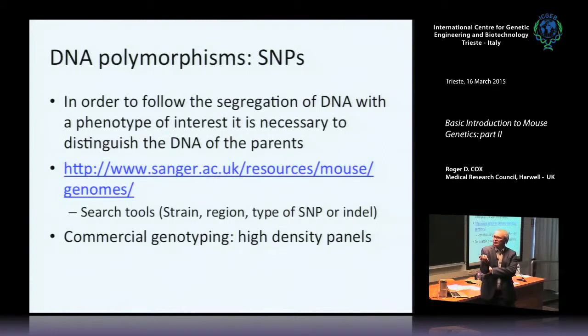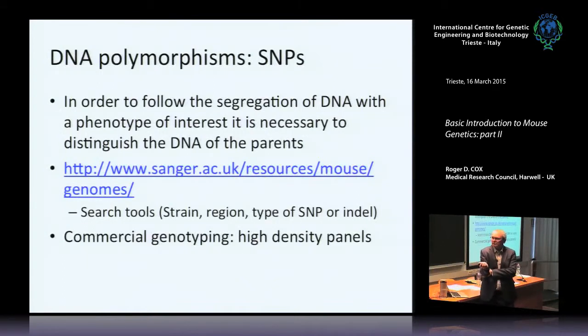And the way of doing this is to look at DNA polymorphisms, single nucleotide polymorphisms, so-called SNPs. These SNPs distinguish different strains. If you compare different inbred strains, you'll find they have different patterns of SNPs. So if you cross 2 different inbred strains, you could follow the segregation of the DNA from those inbred strains in their offspring, because their DNA has these polymorphisms in it, these SNPs. They're not necessarily in coding DNA. They're across the whole genome, and there are huge numbers of them.